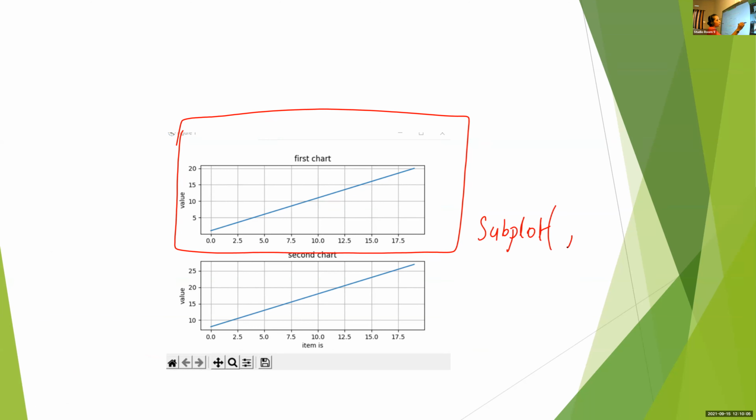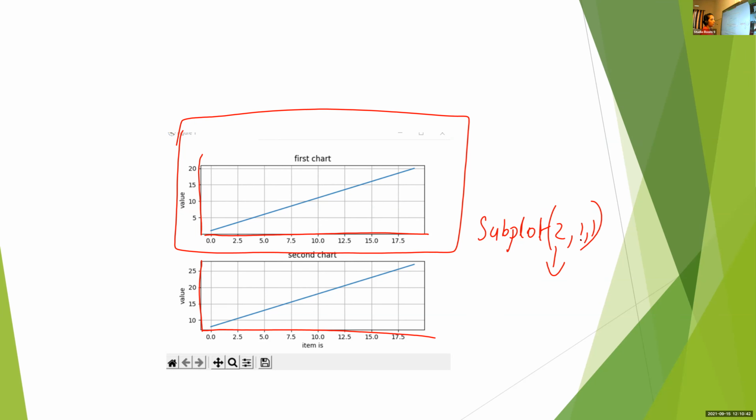Here I am using 2, 1, 1, which means for these two graphs, we are using 2 rows. This is the first row and this is the second row. So the number of rows is 2. We need only 1 column. This is the first column, and the same column we are using for the second one also. So the number of columns is 1.